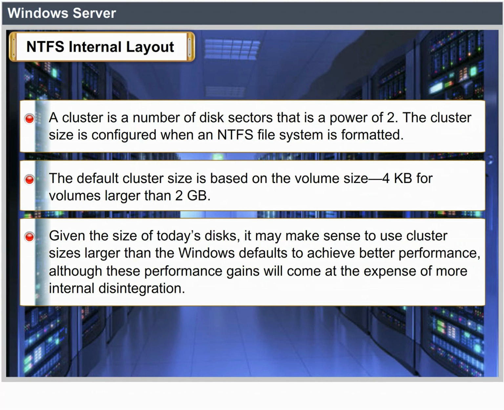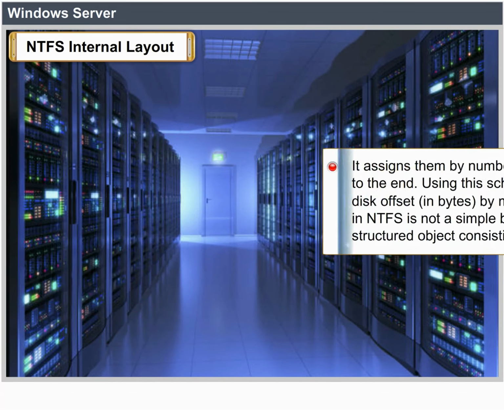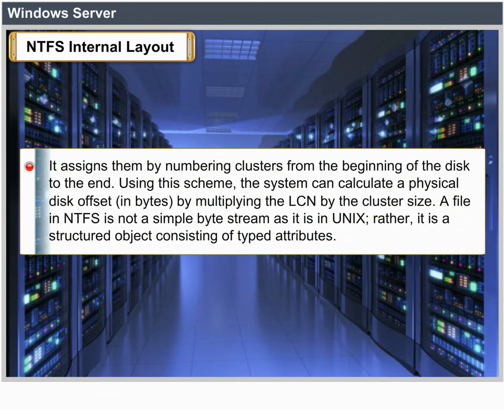NTFS uses logical cluster numbers, LCNs, as disk addresses. It assigns them by numbering clusters from the beginning of the disk to the end. Using this scheme, the system can calculate a physical disk offset in bytes by multiplying the LCN by the cluster size. A file in NTFS is not a simple byte stream as it is in Unix.